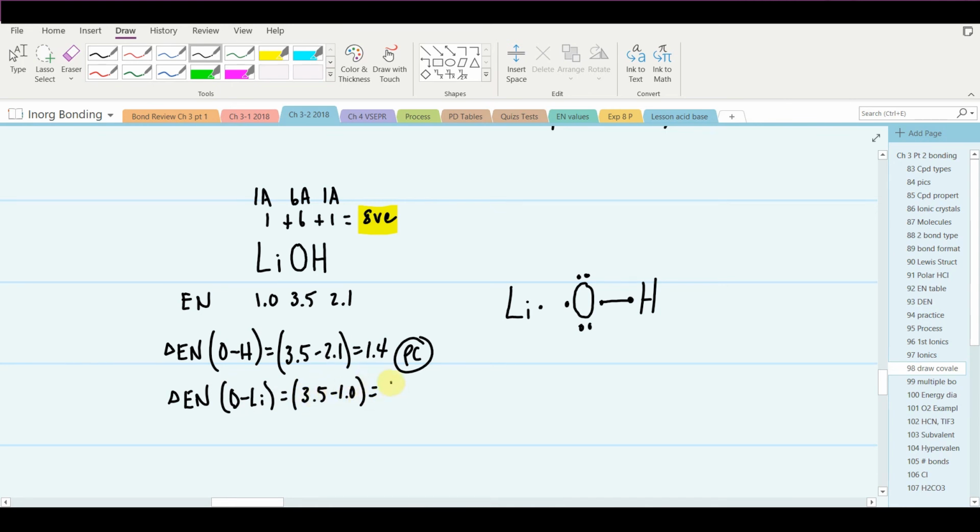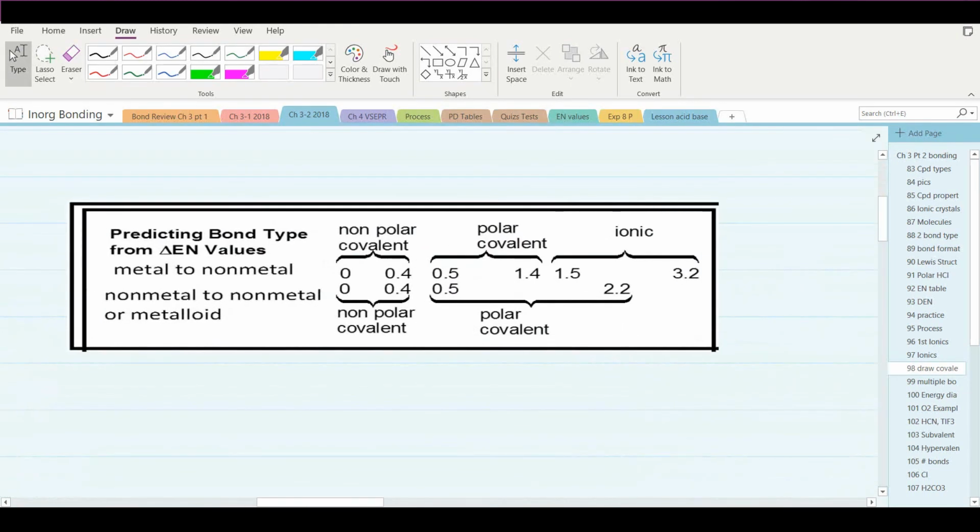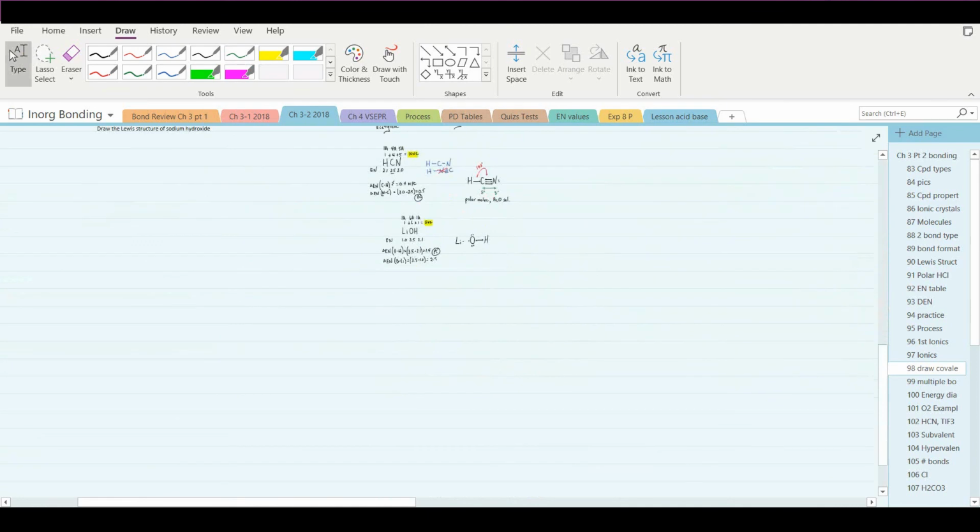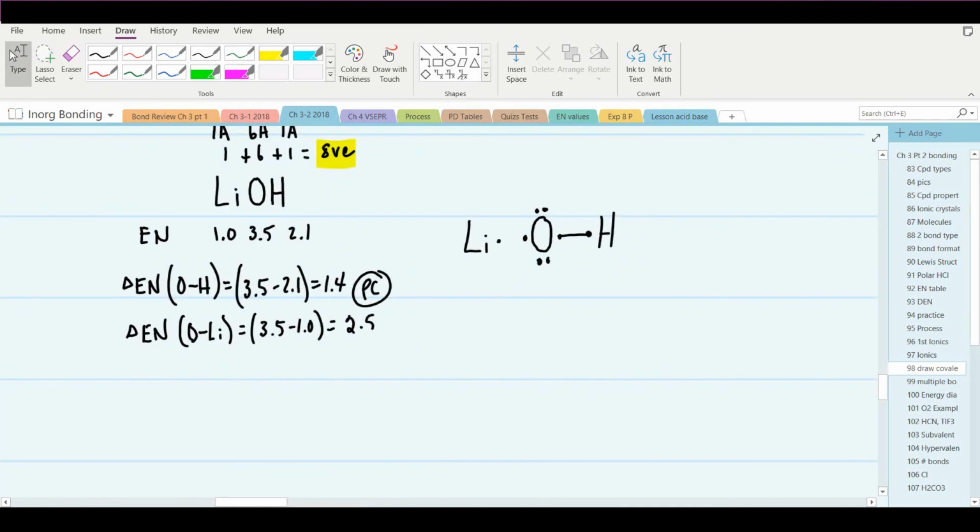What kind of bond is that? Take a look. That's a metal to non-metal bond. 2.5 is way up here on the ionic end of the scale. So that bond is ionic. Is that possible? Sure, why not? Why can't you have an ionic bond and a covalent bond in the same compound? So that means we're not going to draw a line.